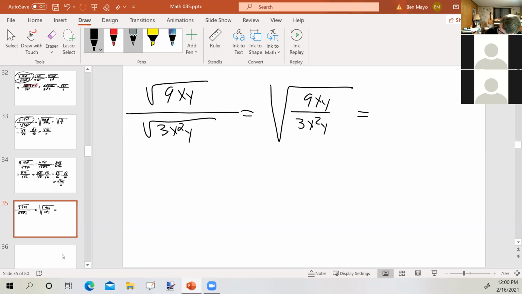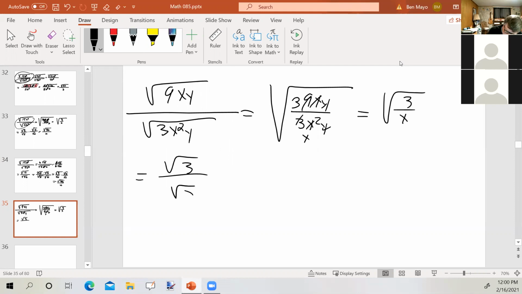Then I'm going to simplify. So we're going to get 3 over x. Okay, the y's reduced out. The 9 over 3 became 3. So I got 3 on the top, x on the bottom. So this is the square root of 3 over the square root of x. I'm going to multiply that by the square root of x over the square root of x, and I'm going to come up with that.